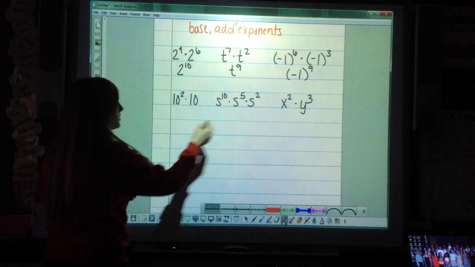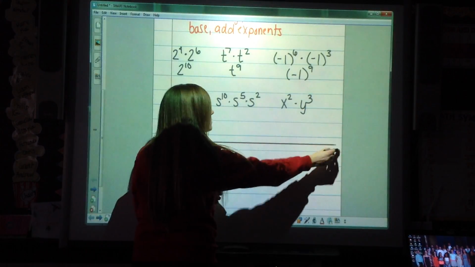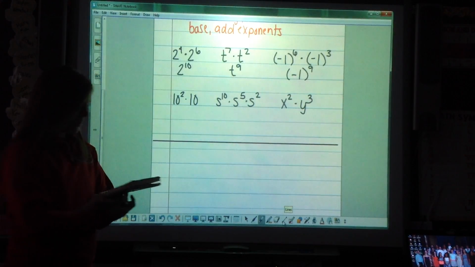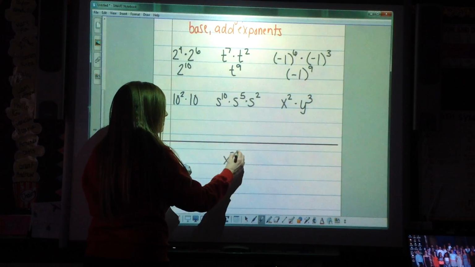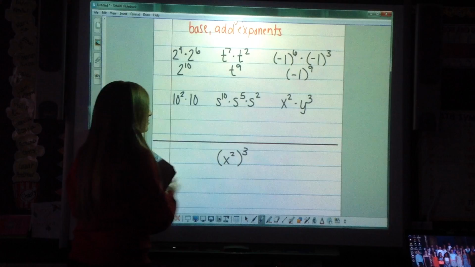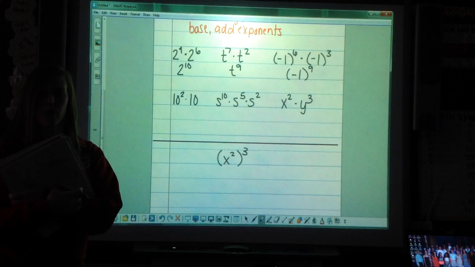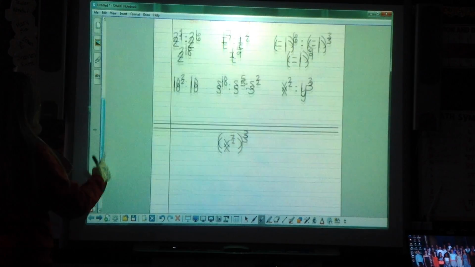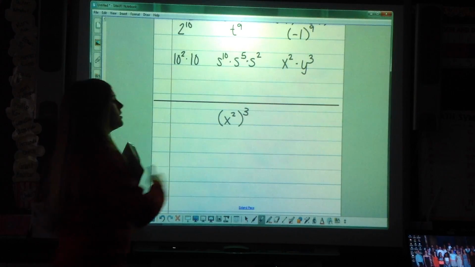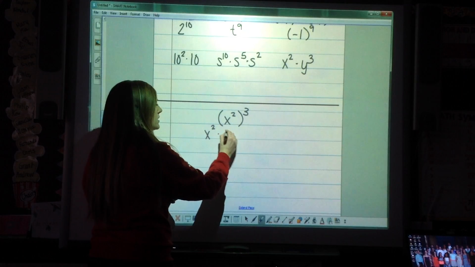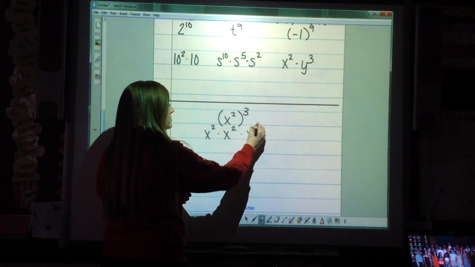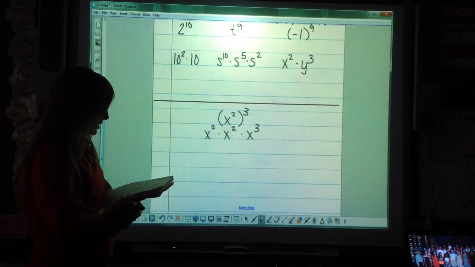Okay. Now we're going to learn a new rule. Our problem looks like this. We have x squared, and that whole thing is cubed. Okay, again, I'm going to show you the long way, break it down, and then I'll show you the shortcut. This cube tells us that there are 3 of these. X squared times x squared times x squared. And we can break it down even further.